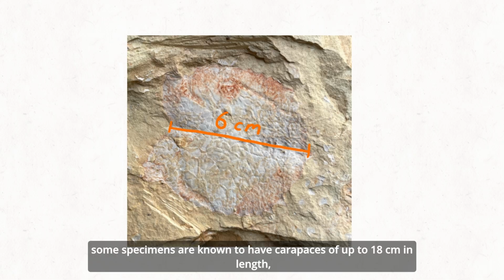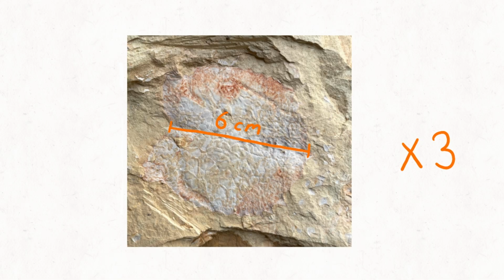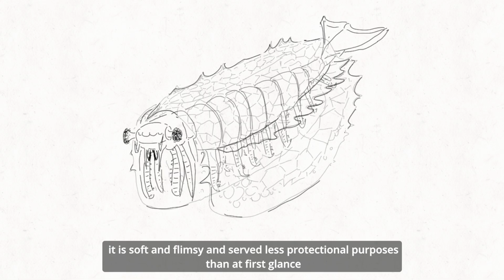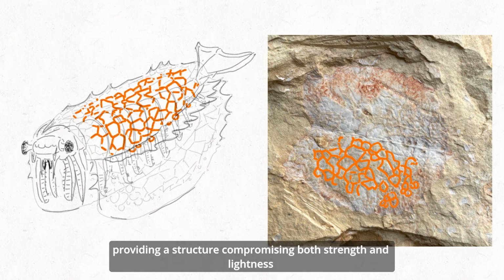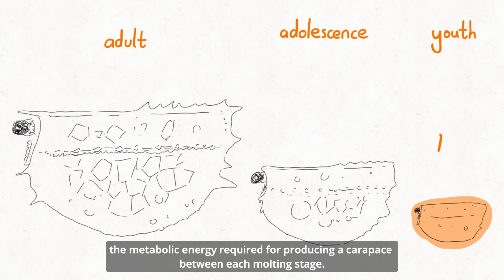However, some specimens are known to have carapaces of up to 18 cm in length, making Tizoia one of the largest Cambrian arthropods. Tizoia's carapace is non-mineralized. It is soft and filmy and served less protectional purposes than at first glance. The carapace features a web-like pattern, or reticulation, providing a structure compromising both strength and lightness in the exoskeleton using relatively little material. This is crucial for the animal as it decreased the metabolic energy required for producing a carapace between each molting stage.